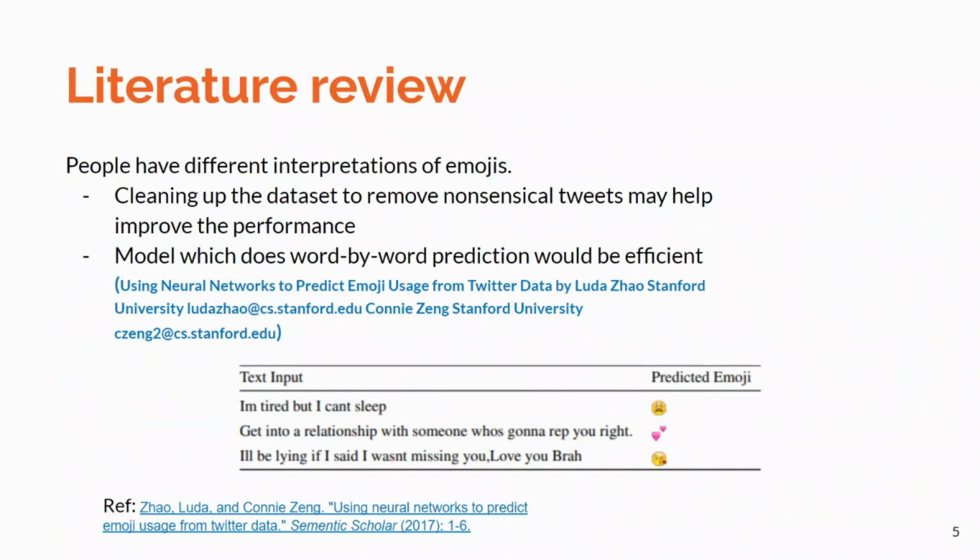Our third referred paper is Using neural networks to predict emoji usage from Twitter data. It is worth considering different selection heuristics for determining the true label from multiple emojis in a tweet, such as selecting the first emoji or the most frequent emoji within a tweet. Secondly, since people can use emojis for different purposes other than summarization of a tweet, training a language model which does word by word prediction would overcome our limitations.